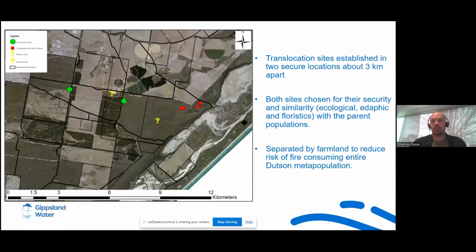So for the project, we established two translocation sites. Now, as I mentioned earlier, one of the key reasons for this was the risk of extinction of this population from low numbers, but also for the population being concentrated in this small area of our property.